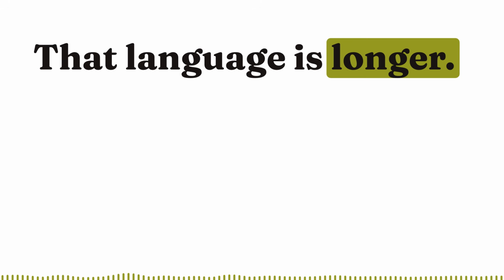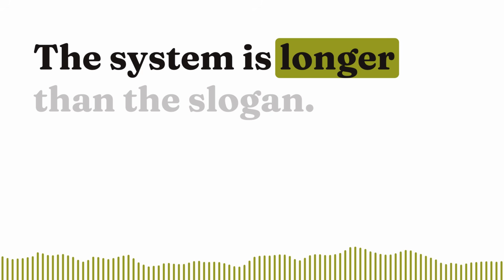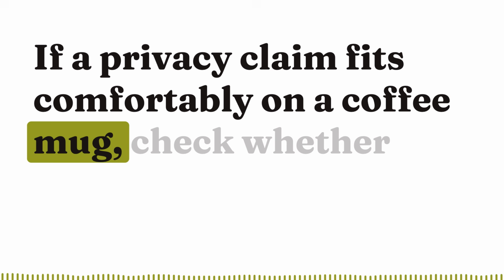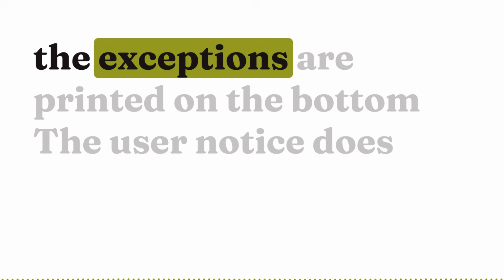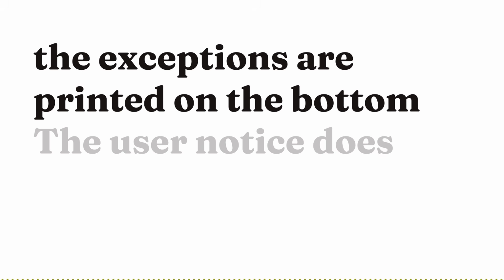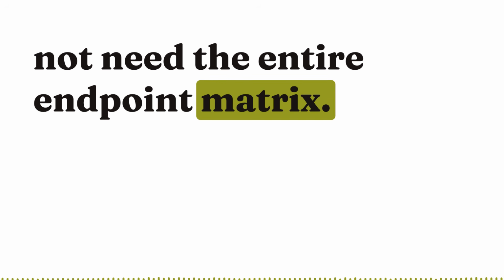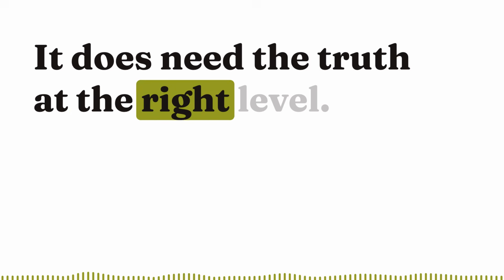That language is longer. Good. The system is longer than the slogan. If a privacy claim fits comfortably on a coffee mug, check whether the exceptions are printed on the bottom. The user notice does not need the entire endpoint matrix. It does need the truth at the right level.